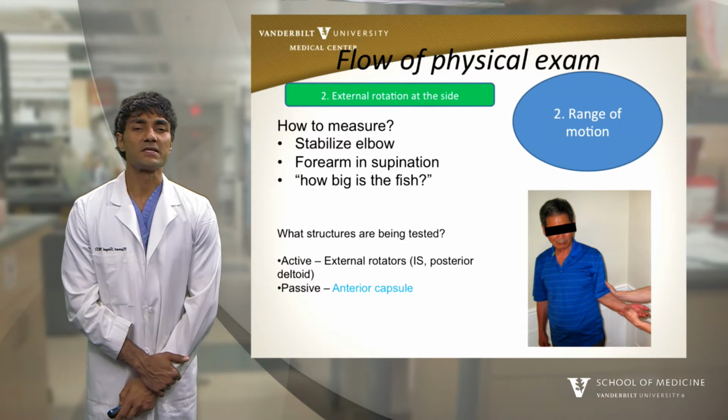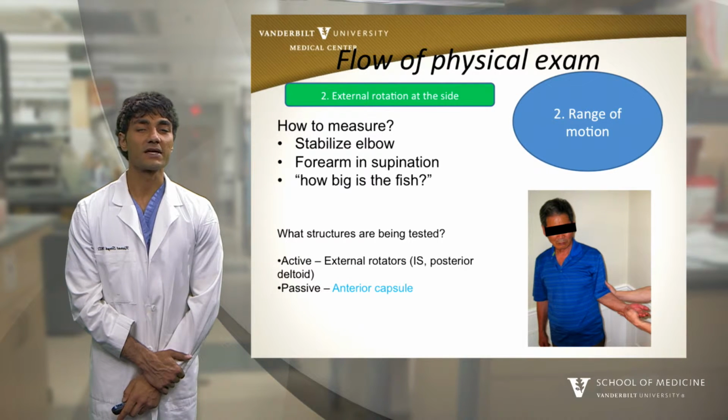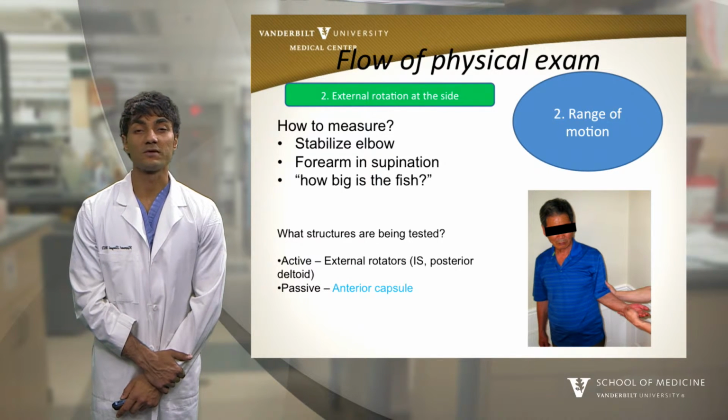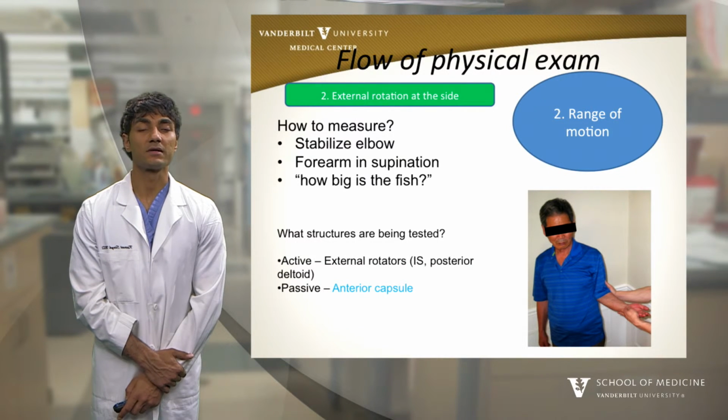What you're testing here is really how tight their anterior capsule is and whether the external rotators of the shoulder, which are infraspinatus, and the posterior portion of the deltoid are competent and working.